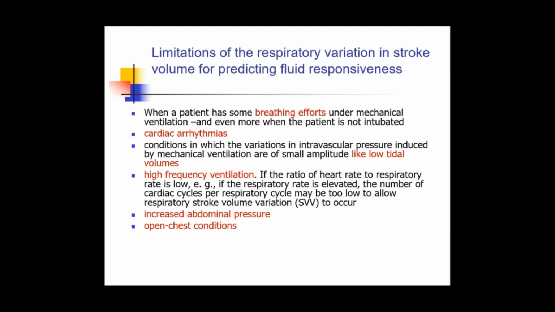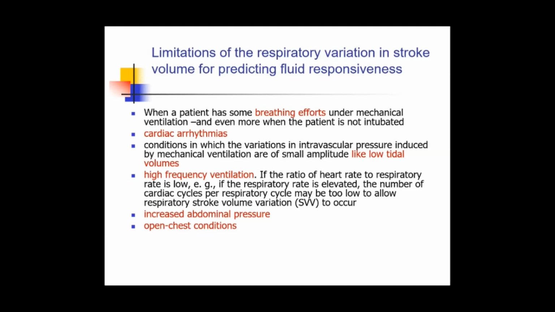So let us also discuss objectively what the limitations are of the respiratory variation in stroke volume for predicting fluid responsiveness. Respiratory, meaning mechanical ventilation induced, stroke volume changes, which we use as dynamic indices for predicting fluid responsiveness. So what are the limitations of this? Well, when a patient has some breathing efforts under mechanical ventilation, there is a limitation because the breathing efforts will affect that. And this is more pronounced when the patient is not intubated and is spontaneously breathing.